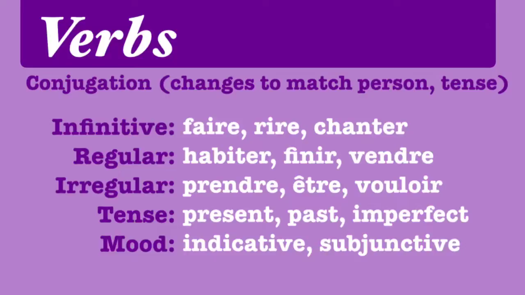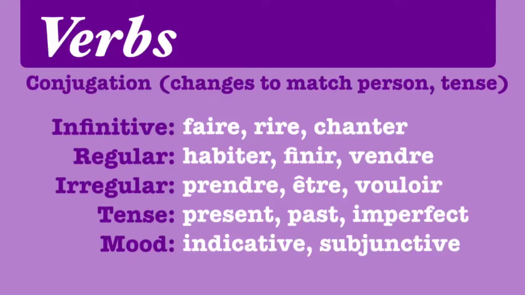Now, I've also listed some common moods here. We have the indicative mood, which is sort of the default. It's used to talk about things that tend to be facts or reality. For example, I am American. We also have the subjunctive mood that's more subjective. That tends to be used when we're talking about perception, desire, possibility, emotion, etc.